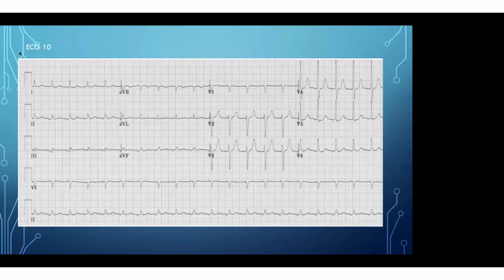So 8 is more than 100. Yeah. This is narrow QRS tachycardia. Is the morphology of the P wave anything different from the usual P wave morphology?